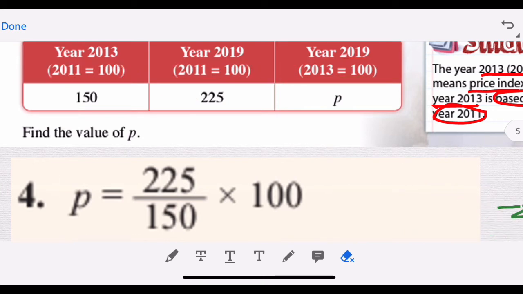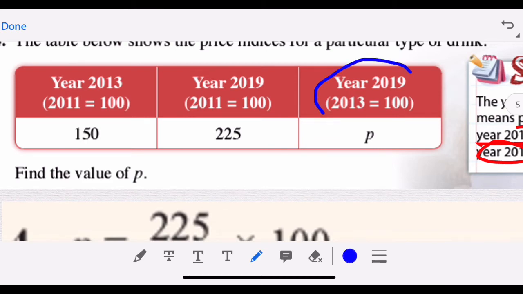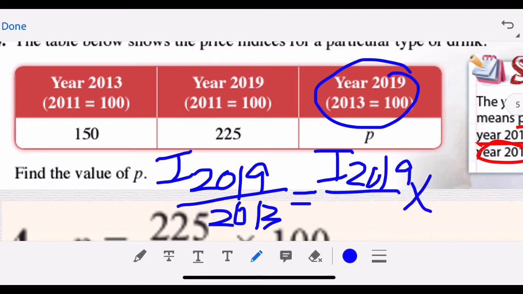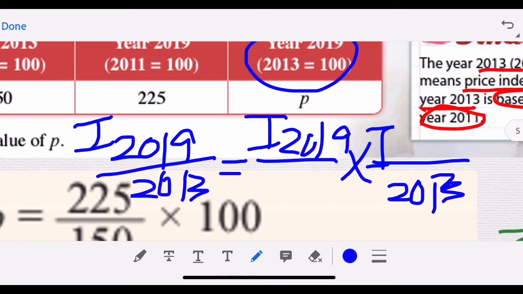what I will do is use something like the chain rule. You know the chain rule? I'm not sure you have learned it already. So the chain rule is like this. I'm going to start with this one. So I will write I 2019 over 2013 is equal to I 2019 over something. I just plug in like this, I 2013. So I just split it out like that. You see the position, 2019 is on top and 2013 is below, right? I didn't change the position.